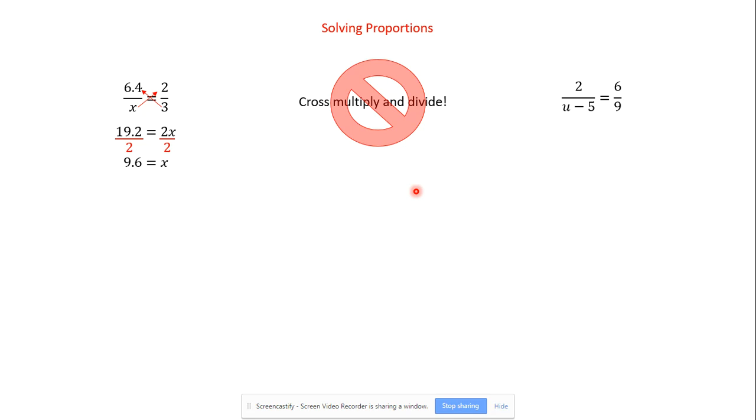But for something like this one over here, it doesn't work out so well. Sure, we can cross multiply. 9 times 2 equals 6 times u minus 5. But then divide doesn't particularly make sense at this point. We could divide by 6 in this case because 18 is divisible by 6, or we could also distribute. And so instead of cross multiply and divide, cross multiply and solve. Solve may be more steps than just a division step.